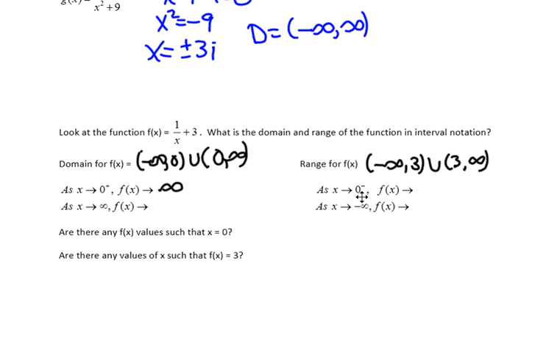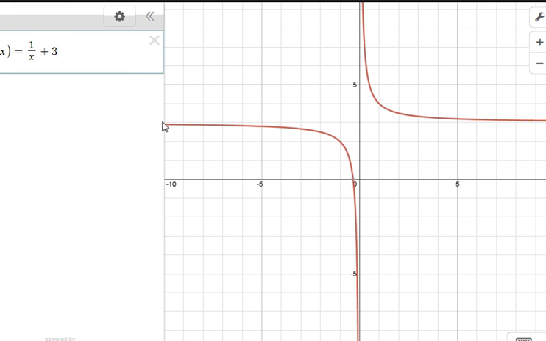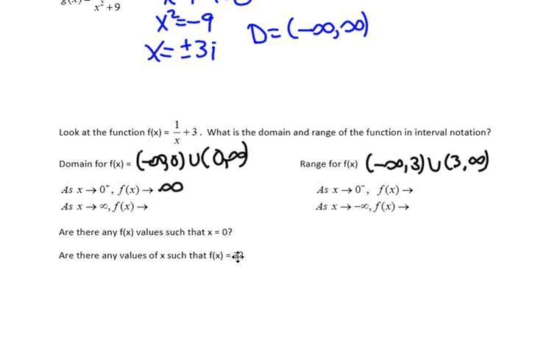Now, this one is telling me as x approaches 0 from the left-hand side. So let's go back to Desmos. Okay. From the left-hand side, see where this graph is going? That is approaching negative infinity. Okay. Another way I can say that is with limits, okay, in case you take pre-calc or calculus.